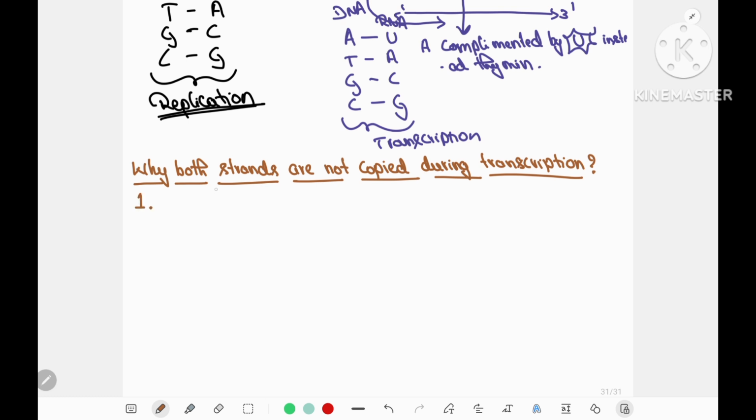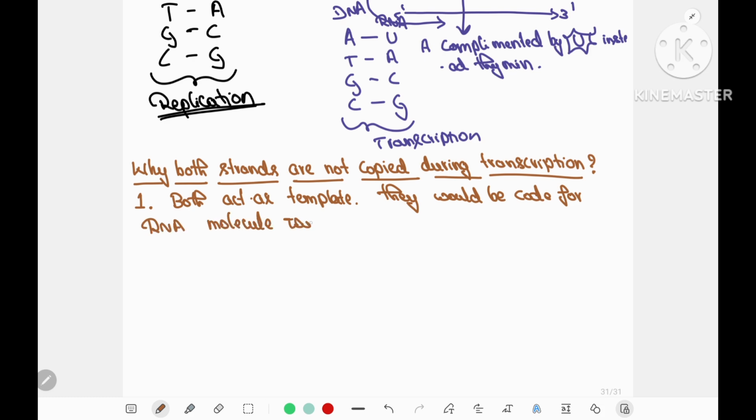Now, the question is, why are both the strands of DNA not copied during transcription, as is done during replication? This has 2 reasons. The first reason is, if both the strands of DNA act as a template, then they would code for RNA molecules with different nucleotide sequences. So note this point, very important.